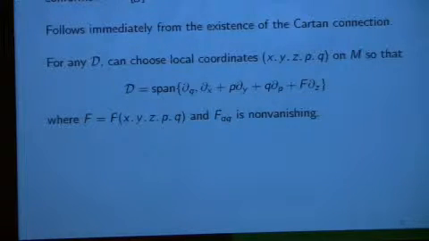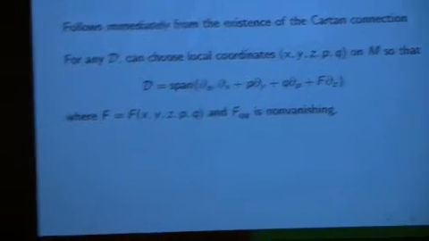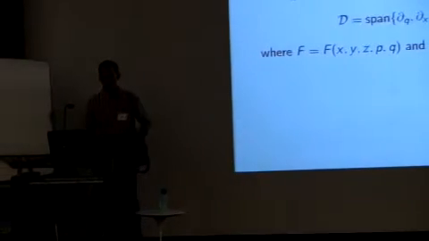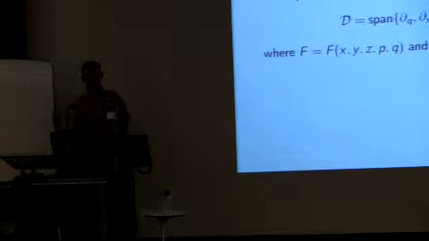So the question is how unique is the f. But you can put it into such a form. And if you take a distribution given by this expression, then if you check what it means for this to be generic, you write down the commutators, and what you get is that it holds if and only if this function f has second partial derivative in q non-vanishing. So that's exactly what it means for this to be a generic distribution.